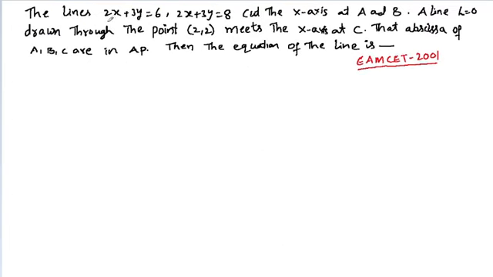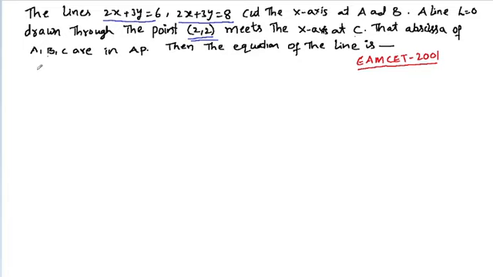The lines 2x plus 3y is equal to 6 and 2x plus 3y is equal to 8 cut the x-axis at A and B. A line L is equal to 0 drawn through the point 2 comma 2 meets the x-axis at C. The abscissas of A, B, C are in arithmetic progression. Then the equation of the line is ___.